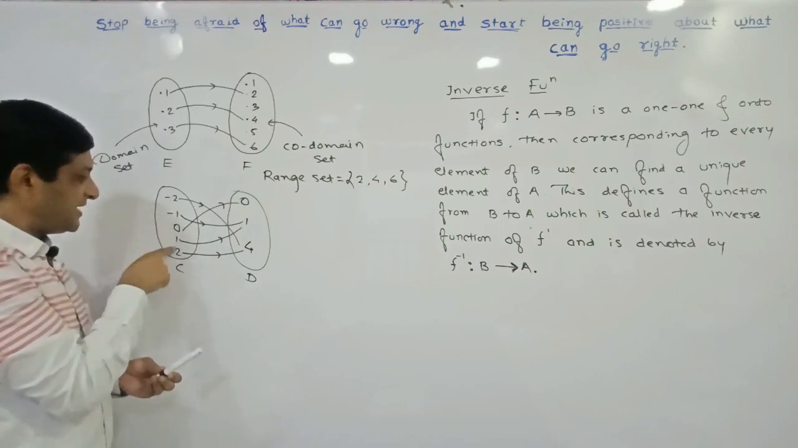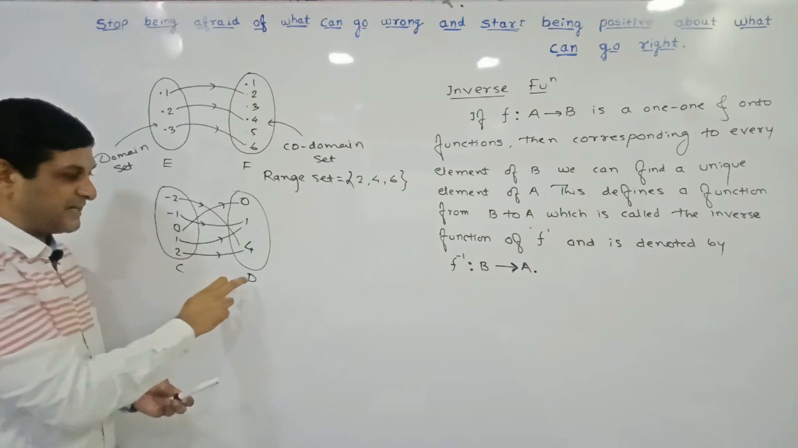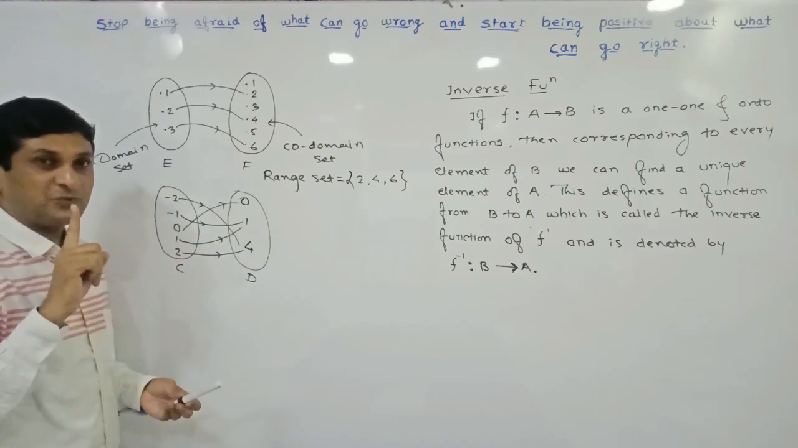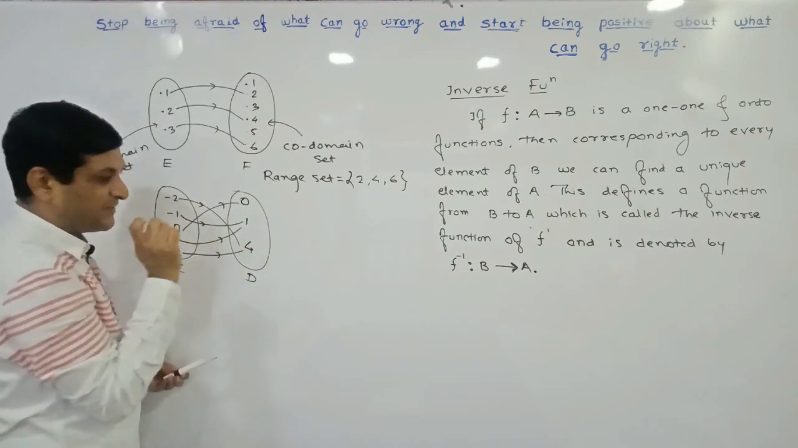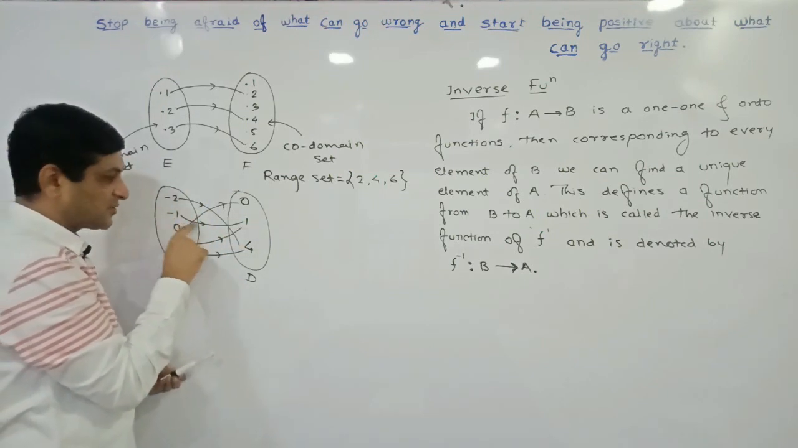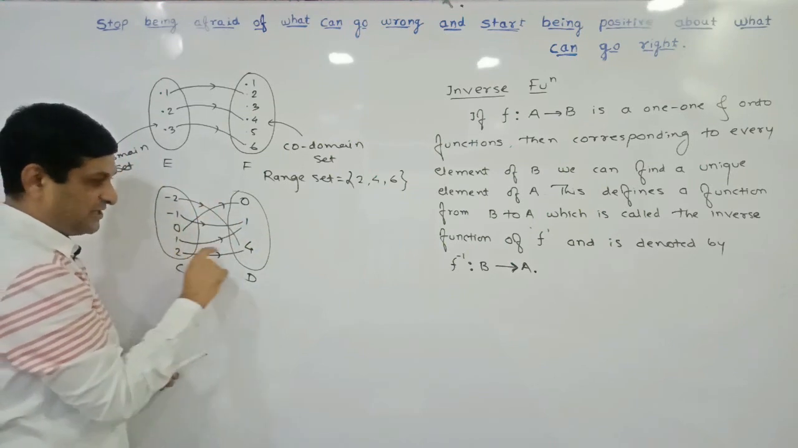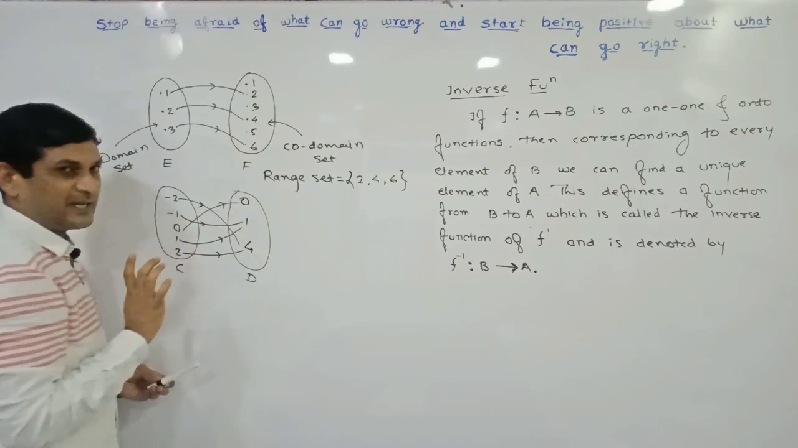So total 5 elements are there, and we can observe that every element is related with some element of set D. Now what is the second condition? Every element should be related with one and only one element. Now observe that minus 2 is related with only one element 4, minus 1 is also related with only one element 1, 0 is related with 0, 1 is related with only one element 1, and 2 is also related with only one element 4.